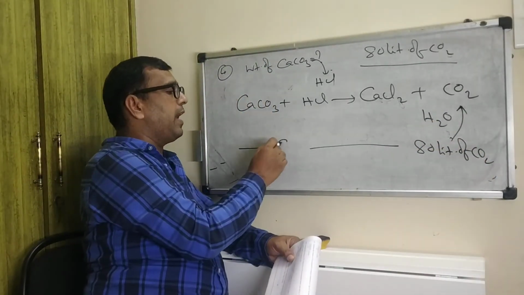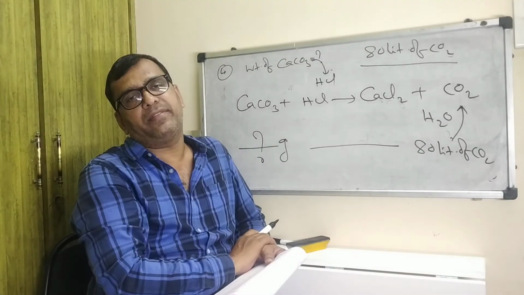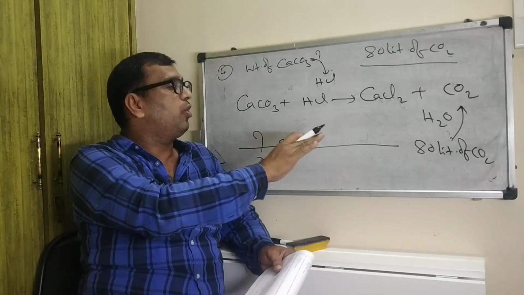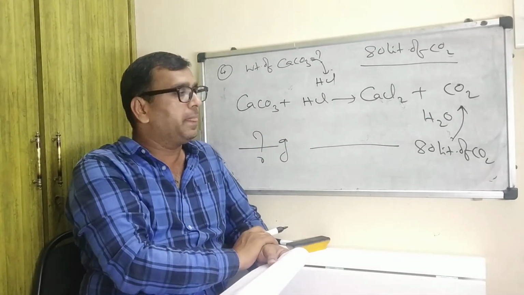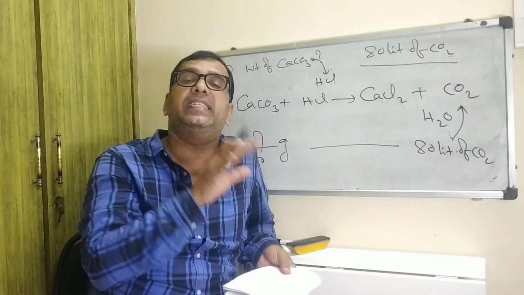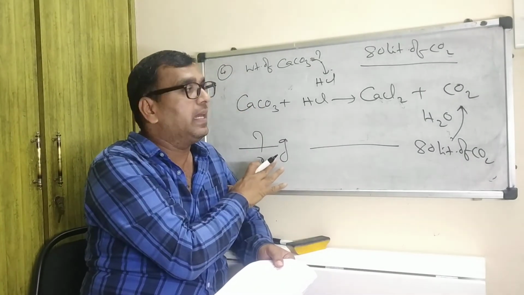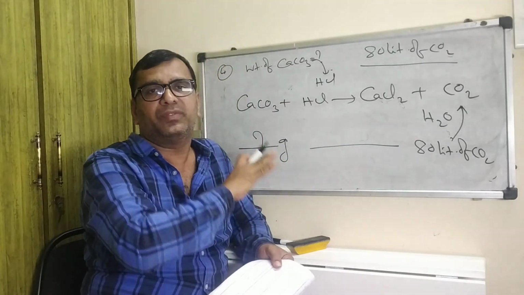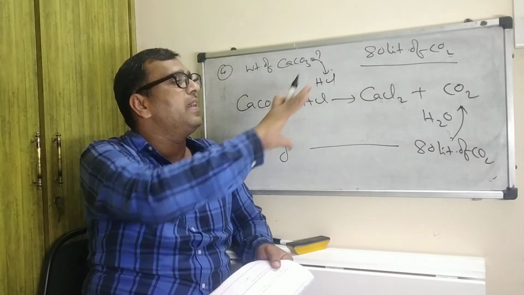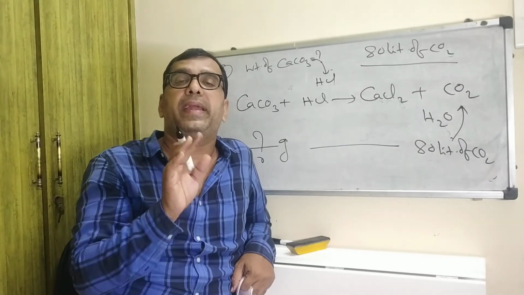Means now you calculate how many grams of calcium carbonate is required. You first balance this reaction. Then how many grams of CaCO3 is required? This is the relation between mass and volume. Volume and mass, how in the chemical equation. So the chemical reaction plays a major role.